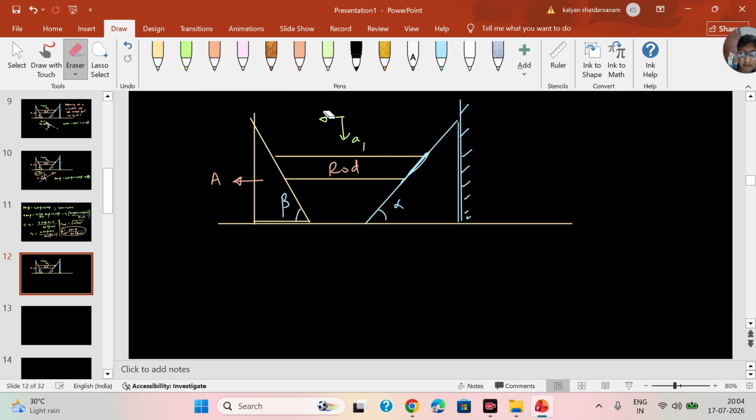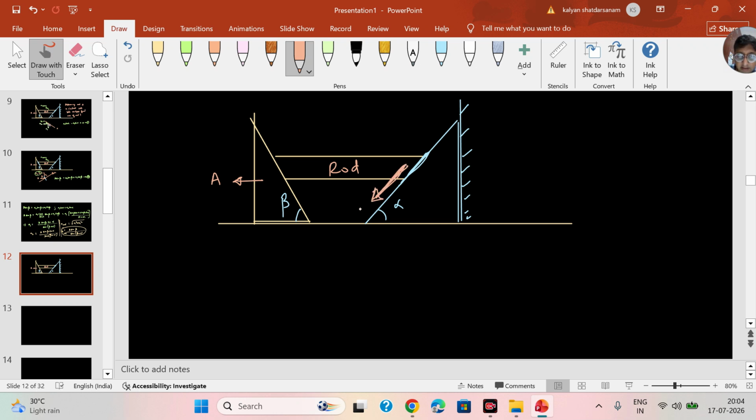Instead of taking two components of acceleration, I can do a very clever technique. The clever technique is, you can assume the rod is going along this incline with small a. Why it should go along the incline? See, if I have a wedge and there is a wall, if there is a block, it has to go along the incline. This is no different from a block. It has to be in contact with the wedge. It cannot go inside the wedge or outside. It has to go along the wedge, right?